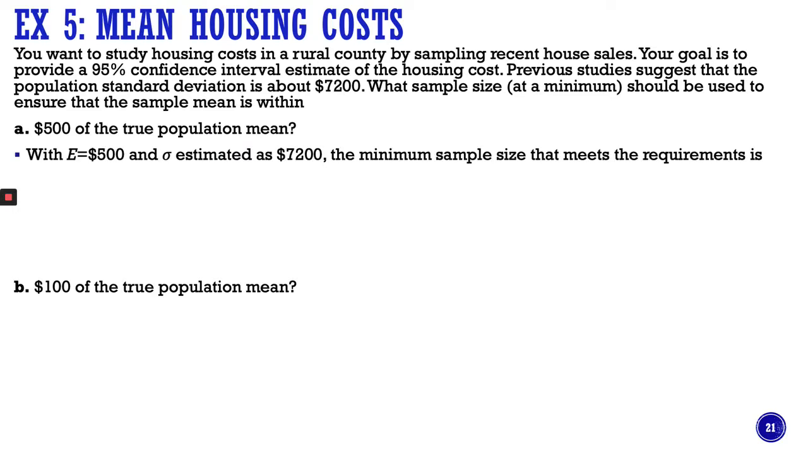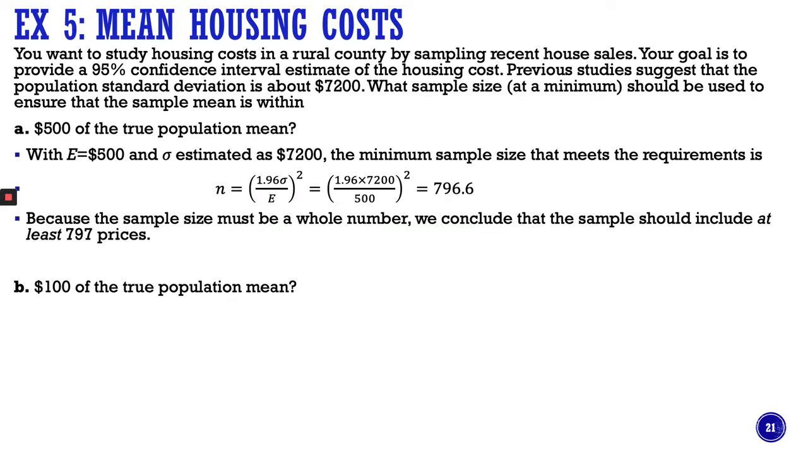So for part A, with our E equal to 500 and our sigma estimated as 7,200, the minimum sample size that meets the requirement is, using our formula here, n is equal to 1.96 times sigma divided by E, and square that whole quantity, would be 1.96 times 7,200 divided by 500, and then squaring that, we get 796.6. Because the sample size must be a whole number, we conclude that the sample should include at least 797 prices.